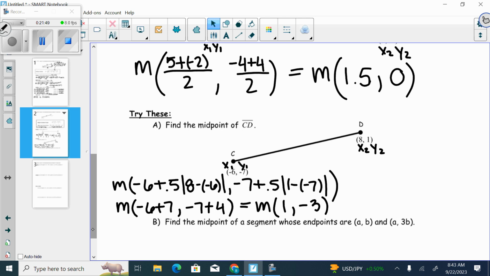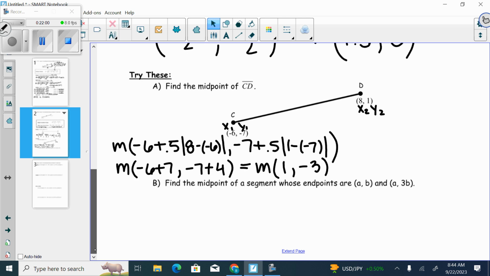So unless they specify which method to use, you can pick, okay? But we do need to know how to do both. This one is going to be important when we're not just going halfway, right? Okay. All right. One last one here on this page. It says, find the midpoint of a segment whose endpoints are A, B, and A, 3B. So this is x1, y1, and this is x2, y2.